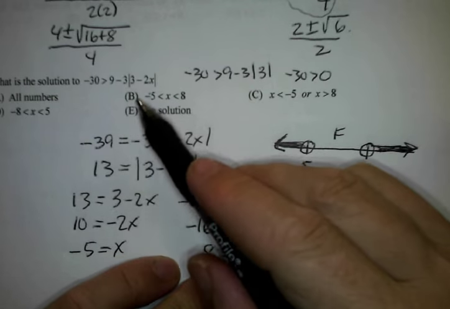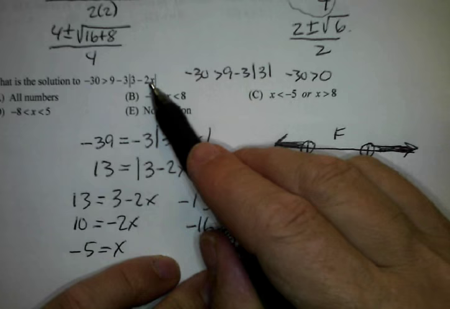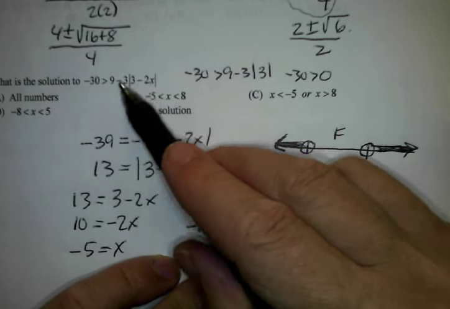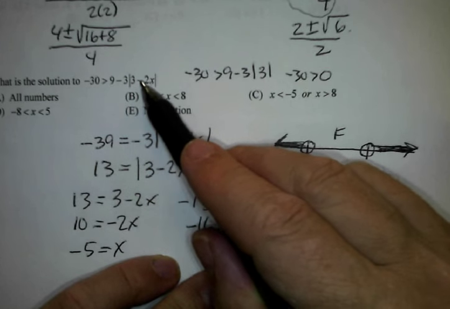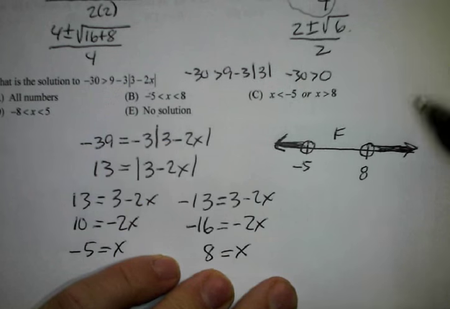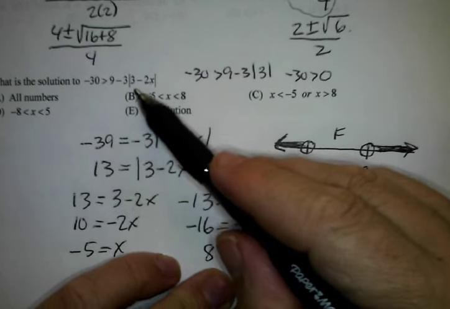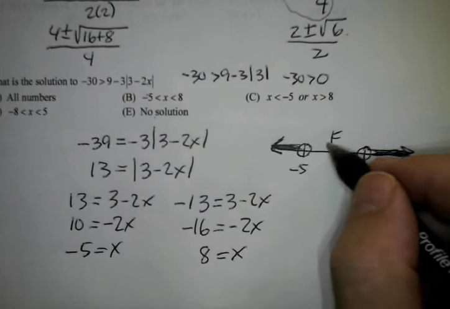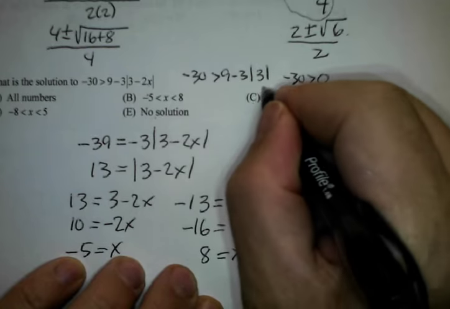I could plug in like negative 6. Then I get 3 plus 12, and then that'd be 15. It'll be right here. Times 3 would be 45. So 9 minus 45. That will be less than negative 30. Or I can plug in maybe 10 in this. Try to see what you have. The numbers get kind of big sometimes. But I want the truths. So it's going to be x is less than negative 5 and x is greater than 8.